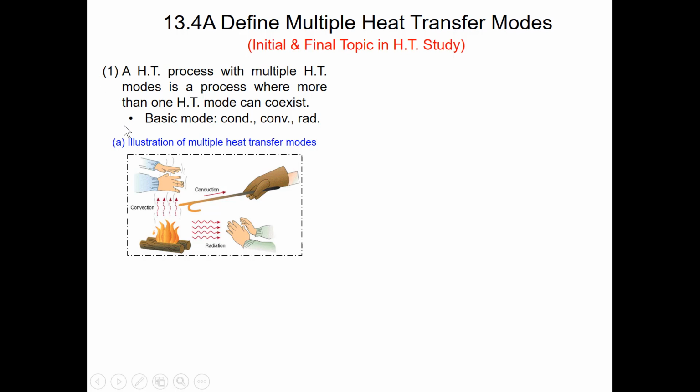First, there are 3 basic heat transfer modes: conduction, convection, and radiation. Therefore, a heat transfer process with multiple heat transfer modes is a process where more than one heat transfer mode can coexist. For example, in this system, there are conduction, convection, and radiation. Therefore, it is a multiple heat transfer mode problem.